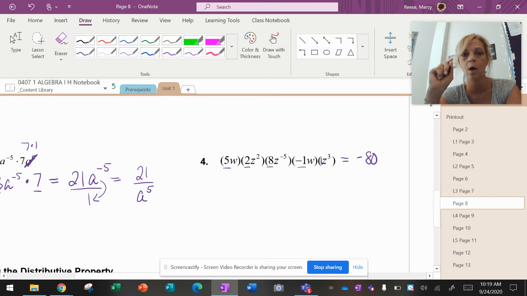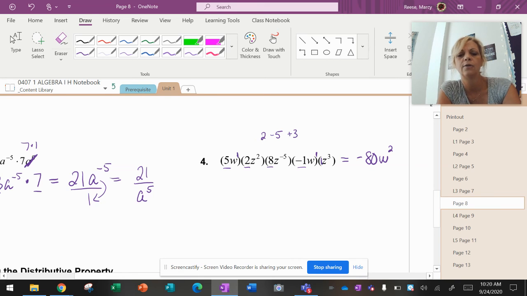And then take one variable at a time and do the variables in alphabetical order. So right now I've got W's and Z's. So I've got a W here and a W here. So W times a W means to add the exponents, which would be W squared, right? And then the Z's. So then I've got Z to the second times Z to the -5, times Z to the third.